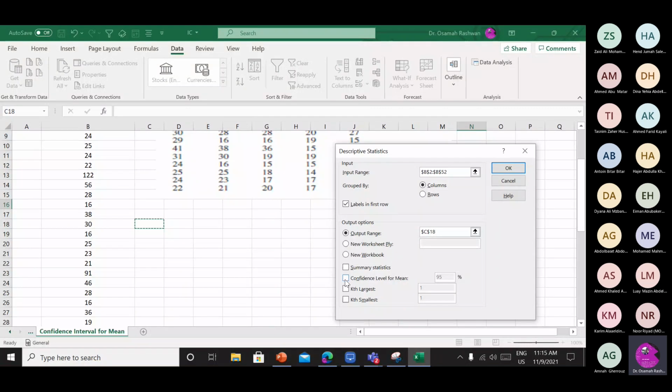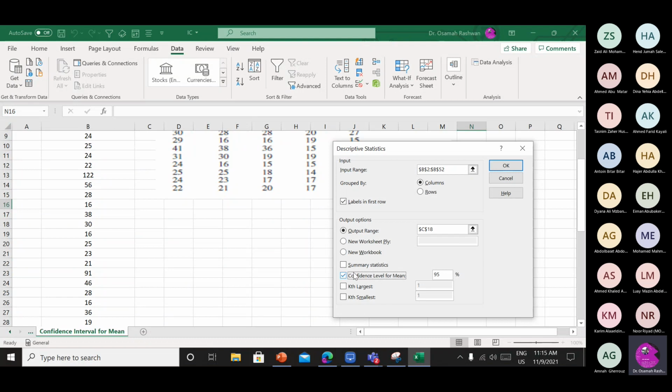The Confidence Level for Mean, yes, this is the one, the crucial one in this case. If alpha is 5%, you write this one 95%. If alpha is 10%, you write this one 90%. If alpha is 1%, you write this one 99%. Catch it? So most of the time we don't care about this one. No, this time to have the confidence interval, we have to look at this.